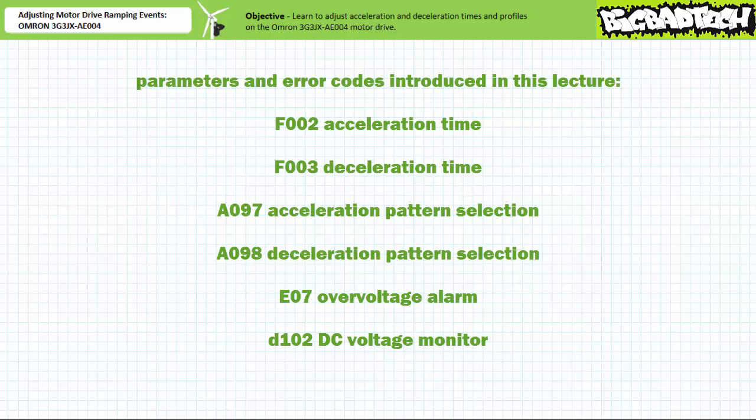Alright, that's about it for this short applications exercise. In conclusion, we learned to change acceleration and deceleration times and profiles on the Omron 3G3JX-AE004 motor drive and observed their results. Additionally, we learned to recover the Omron 3G3JX-AE004 motor drive from an overvoltage event during deceleration and increase deceleration time to accommodate for loads with large rotational inertia. Remember to review these concepts as often as you need to really drive it home.